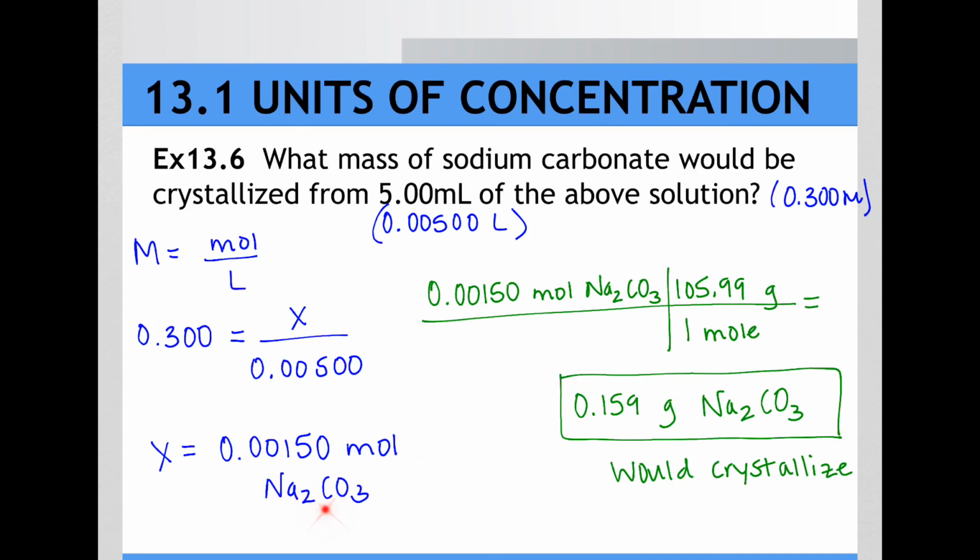This is how many moles of sodium carbonate would crystallize. So to get the mass, then just converting moles to grams. So that would mean this amount of sodium carbonate could crystallize from this tiny 5 milliliter sample. There are a number of variations that you could do with molarity problems as well, but there's just two. So at this point, that is most of section 13.1. Oops, I lied actually. We have one more section.